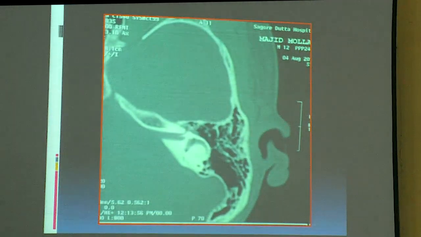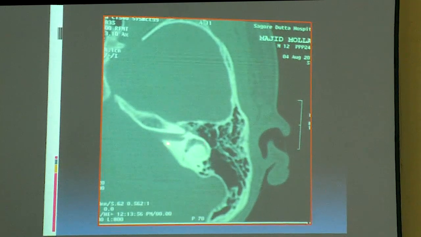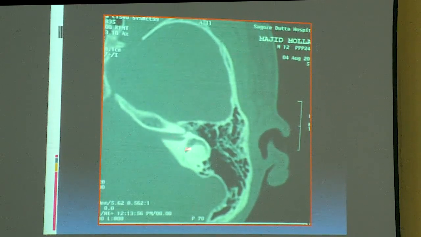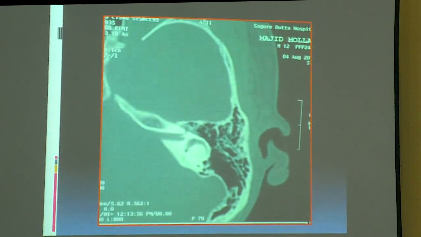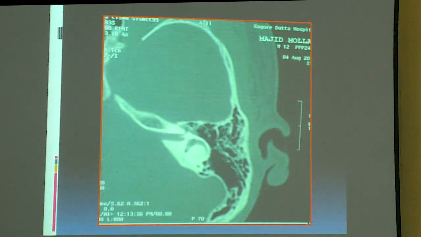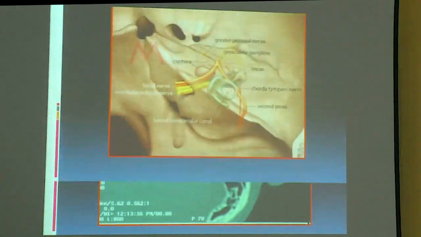So here we see the internal acoustic meatus. This is the anterior and the posterior lip. You have to remember, when there were no MRIs, this is used for diagnosing vestibular schwannomas as well, because the anterior lip is obtuse and the posterior lip, which is in relation to the vestibular nerve, that is acute. So the first sign on CT scan used to be erosion of the blunting of the acuteness of the posterior lip of the internal acoustic meatus, right?